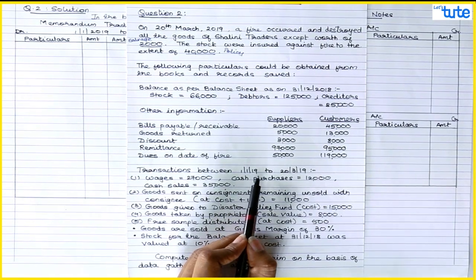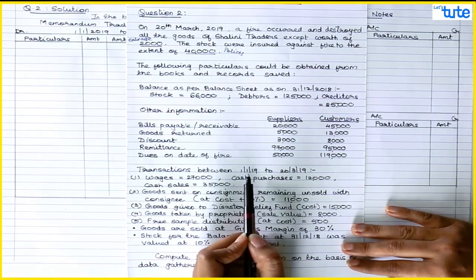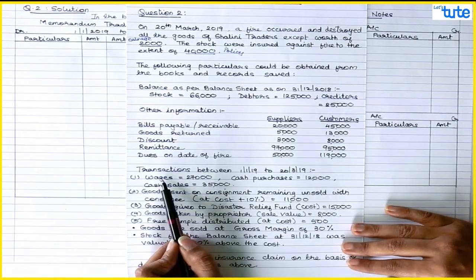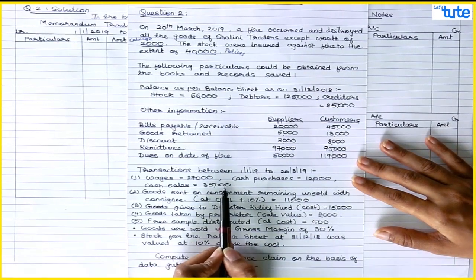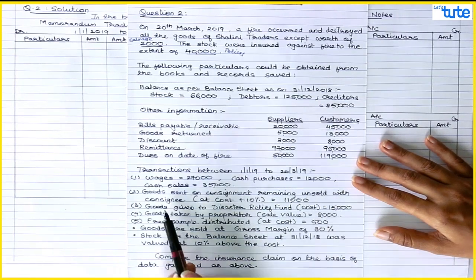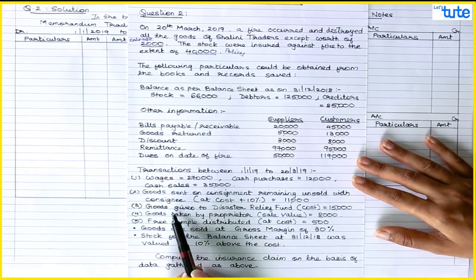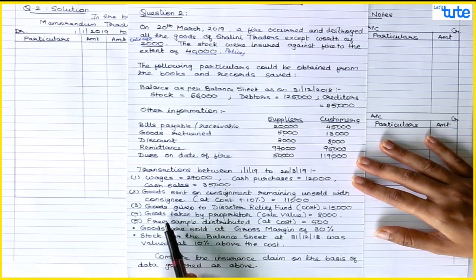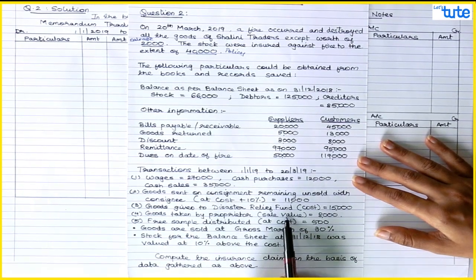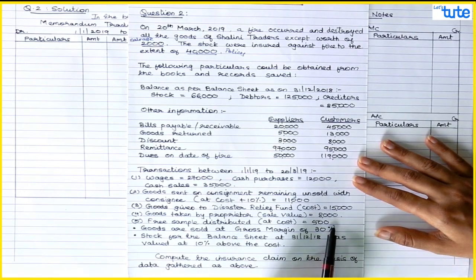Transaction between 1/1/19 to 20th March 19. So 20th March is your date of fire. So this is from the first day till the date of fire. Wages 27,000, cash purchases 12,000, cash sales 35,000. Goods sent on consignment remaining unsold with the consignee at cost plus 10% is 11,000. Goods given to disaster relief fund at cost is 15,000. Goods taken by proprietor at sales value 8,000. Free samples distributed at cost is 500.